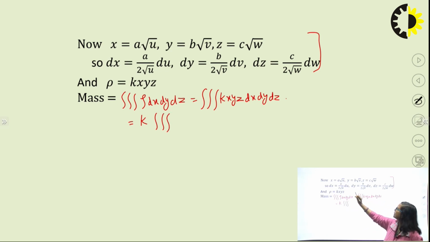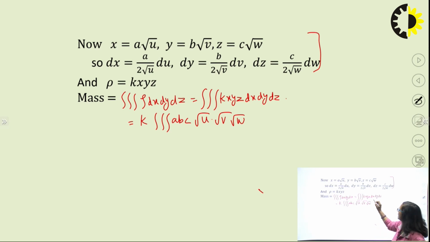In place of x, we get a into under root u. In place of y, we get b into under root v. In place of z, we have c under root w. So multiplying the constants, I can write this as a, b, c under root u, under root v and under root w.